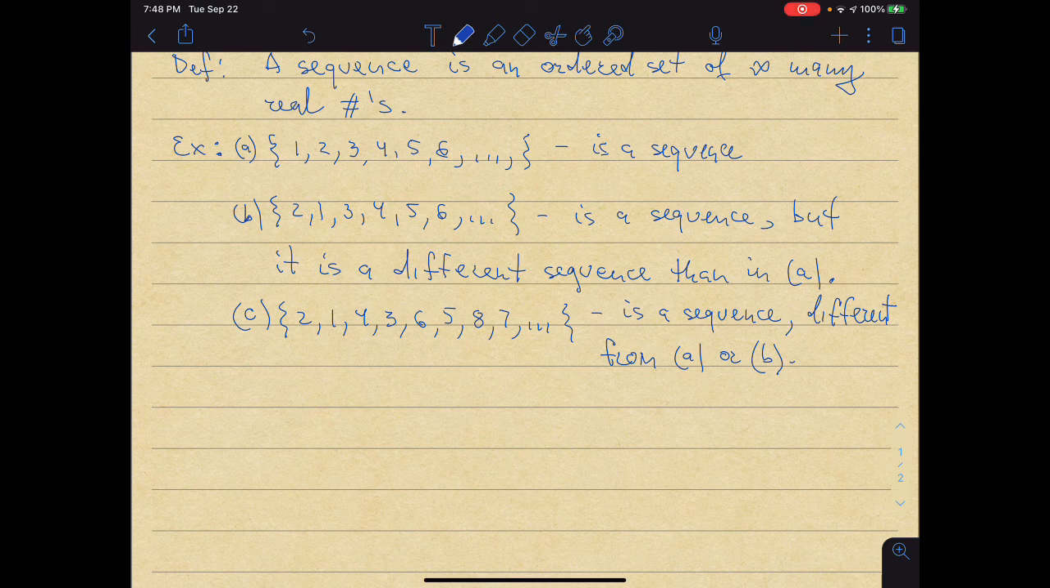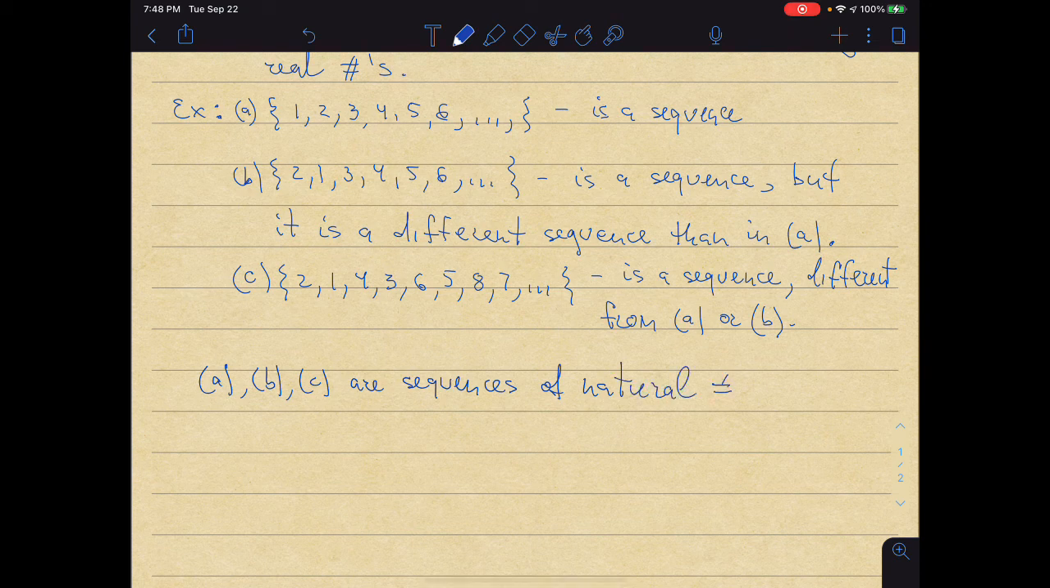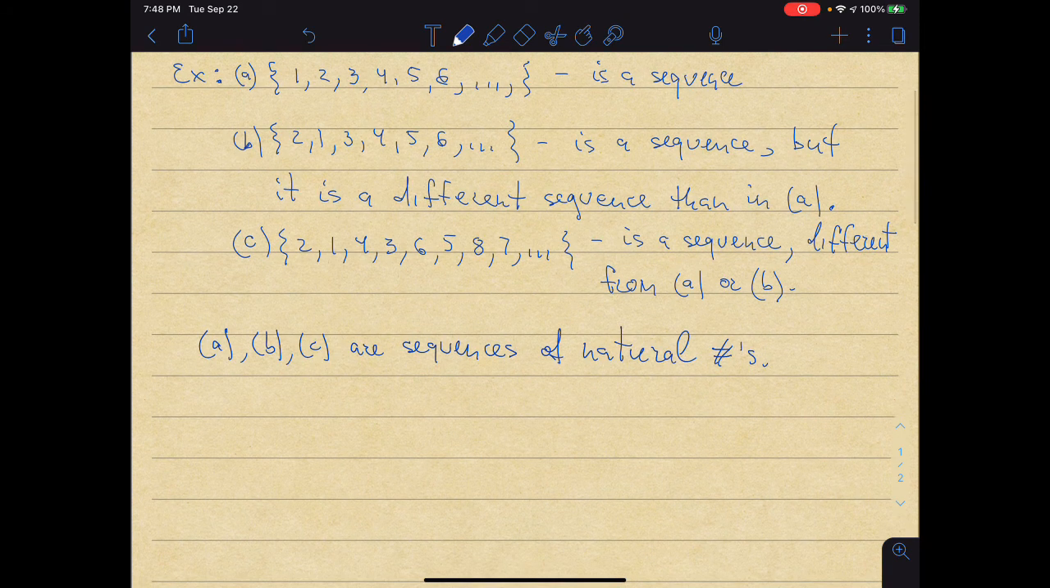Okay, so far the sequences that I gave you as examples, A, B, and C, are sequences of natural numbers. And if they are sequences of natural numbers, they're automatically sequences of real numbers because natural numbers are real numbers. Let's look at D.